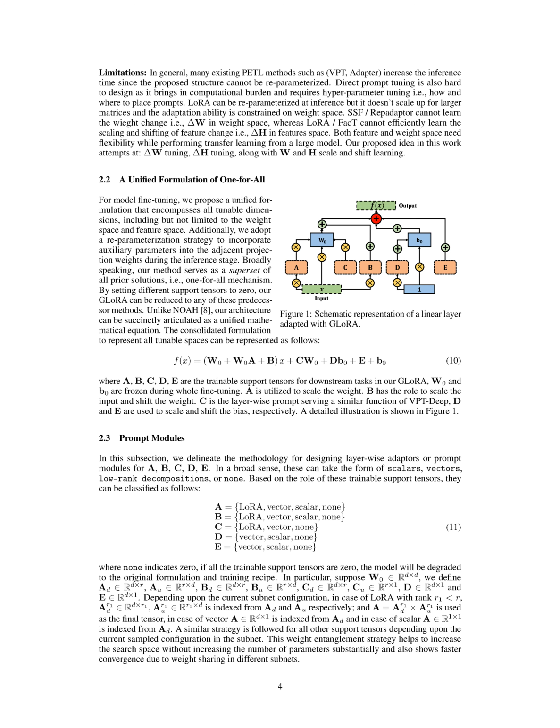Depending on the current subnet configuration, weight entanglement strategy is followed to increase the search space without increasing the number of parameters substantially, and also shows faster convergence due to weight sharing in different subnets.